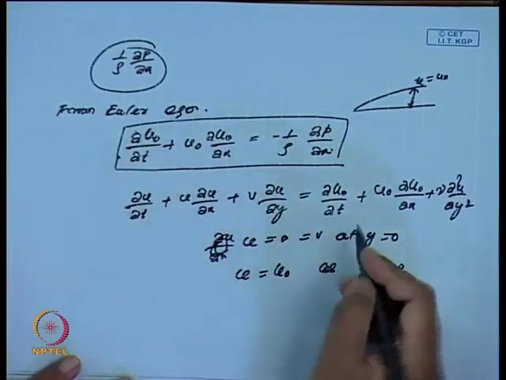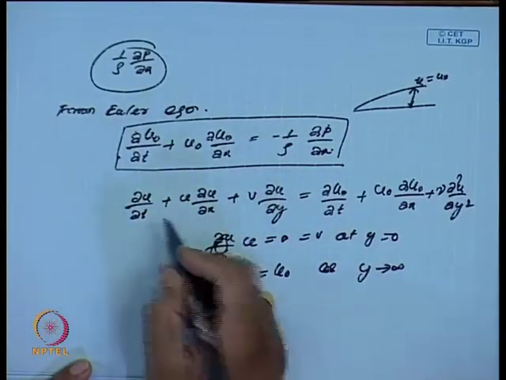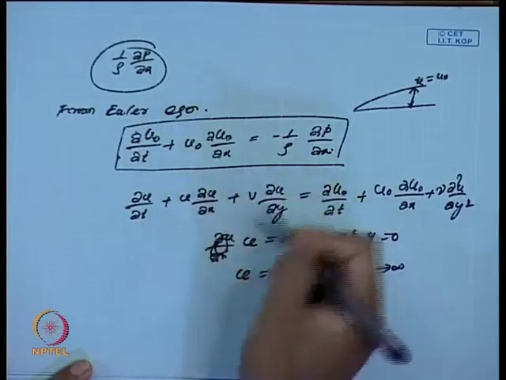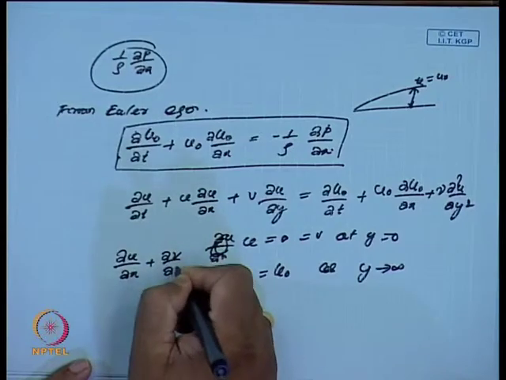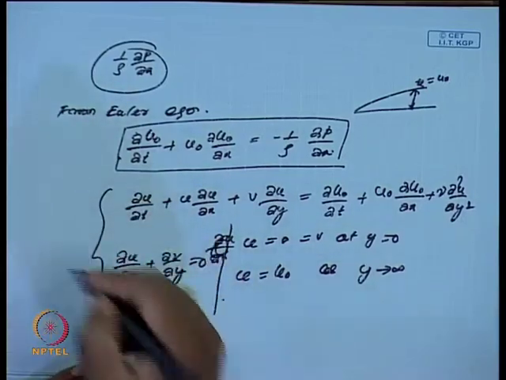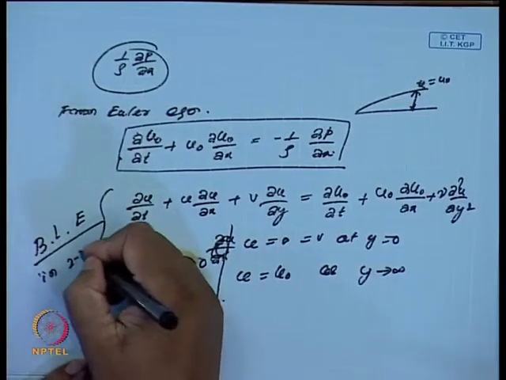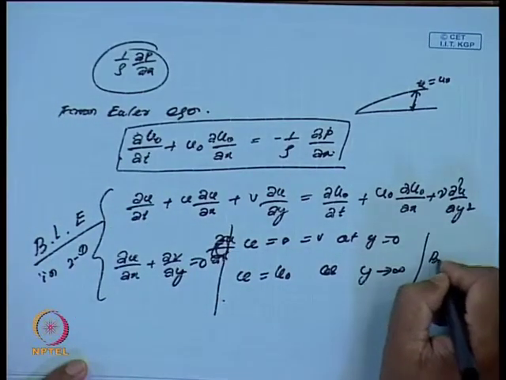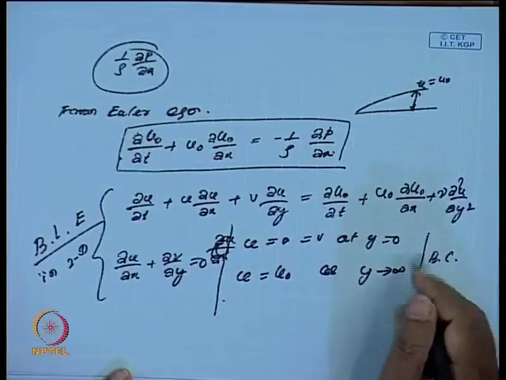Here, I have already told that u and v will satisfy this equation, and also the continuity equation, that is del u by del x plus del v by del y is equal to 0. So, these two are the boundary layer equations in 2D, whereas these are the two boundary conditions. These two equations have to be solved subject to these two boundary conditions. And this is called the boundary layer equation in 2 dimensions.